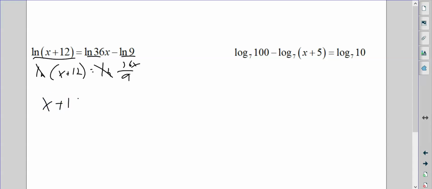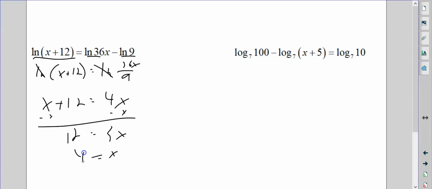I get x plus 12 equals 36x over 9, which is just 4x. I'm going to subtract x from both sides and get 12 equals 3x. Divide by 3, x is 4. If I plug that in here, I get 16. If I plug it in here, I get 16. So that checks out. That answer works.